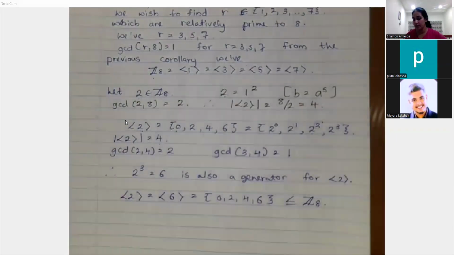What are we actually doing? Using the corollary and the theorem, we are looking at all possible generators and every other subgroup that are generated by the other elements of the group, right? And we are trying to get the subgroup diagram. Do you all have any questions? Is it clear up to this point?